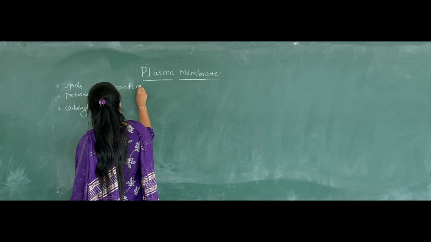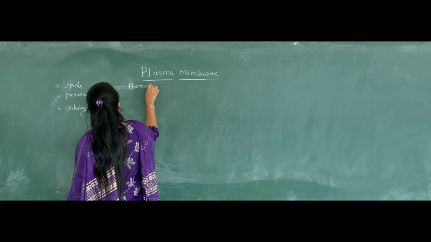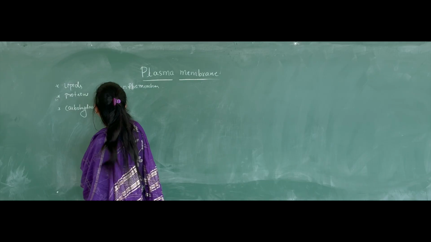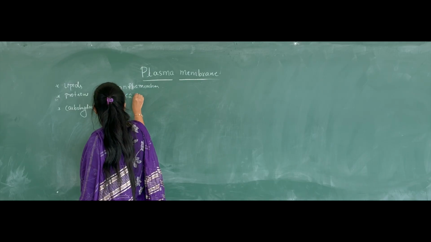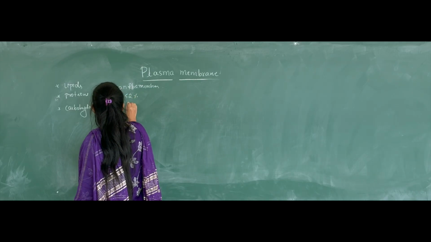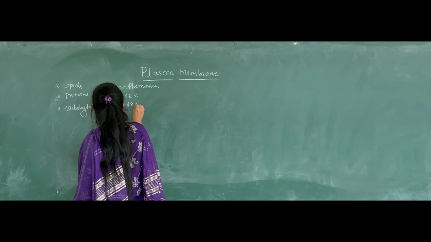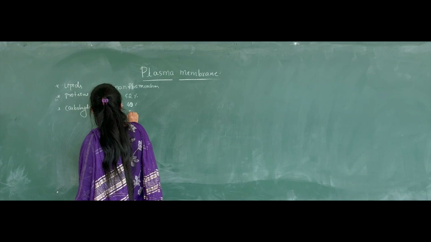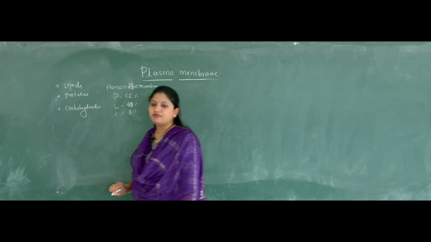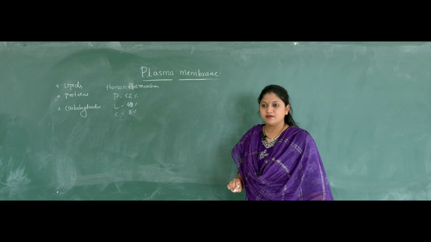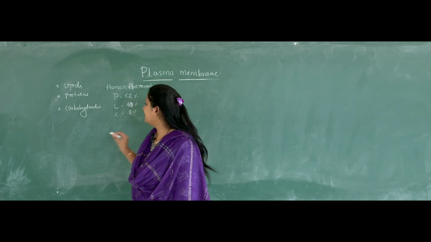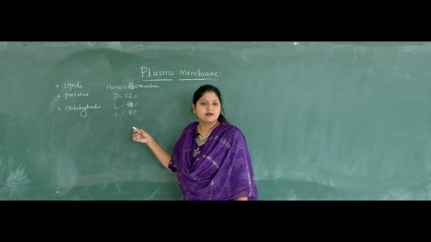human RBC membrane. Here proteins are 52%, lipids are 40%, and the carbohydrates are 8%. So this is one standard example which we have studied already, right, in our +2.